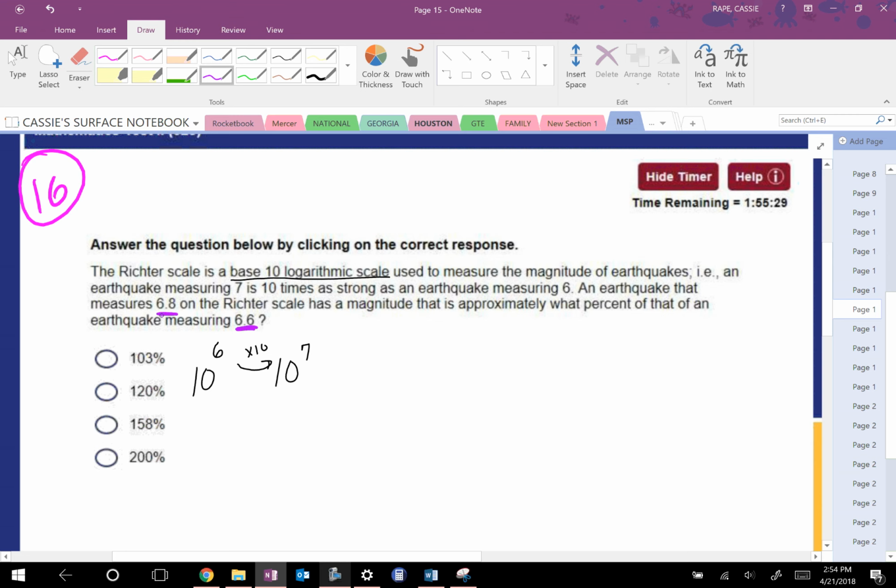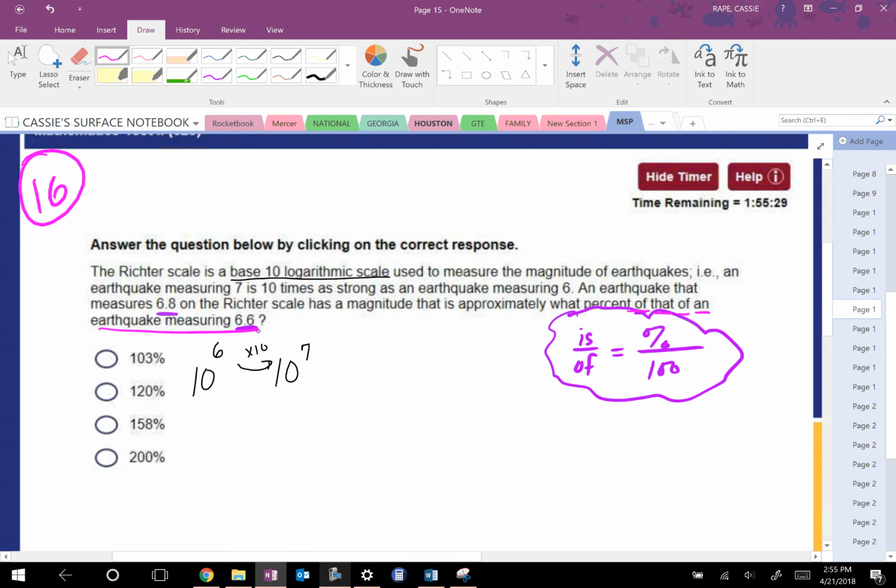Okay, and I want you to keep in mind, I know that we don't use this particular percentage idea anymore, like we try to stay away from keywords, but I'm going to tell you that it's important here because we tend to want to always put the smaller number on top and the larger number on the bottom. But I want you to see that it says of an earthquake measuring 6.6.